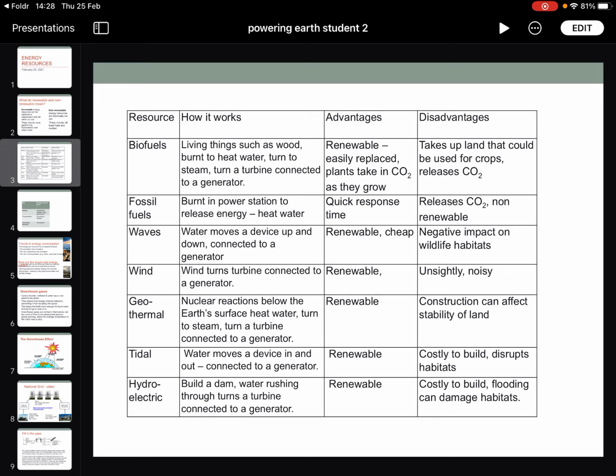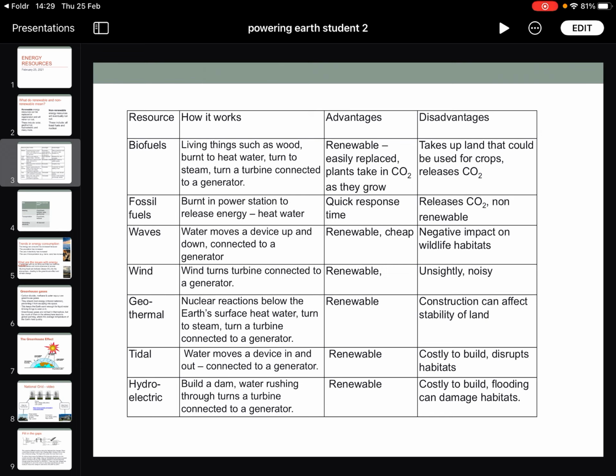So I've listed 7 different resources here and briefly said how it works. In your notes you actually have this table, but you can see I've massively summarised what you should be seeing. So biofuels, for example, anything that has come from a living being, so wood, or you could have feces, things burnt to heat water, create steam, turns a turbine, turns a generator. Advantages: renewable, easily replaced. The plants take in carbon dioxide, so you could say that they are carbon neutral. Disadvantages: takes up land that could be used for crops, releases CO2.